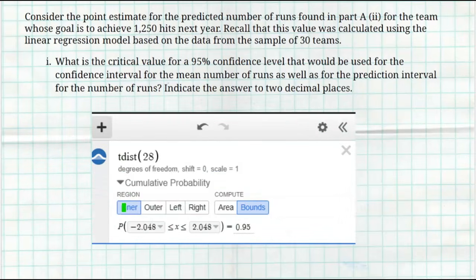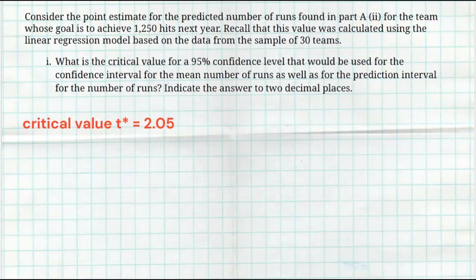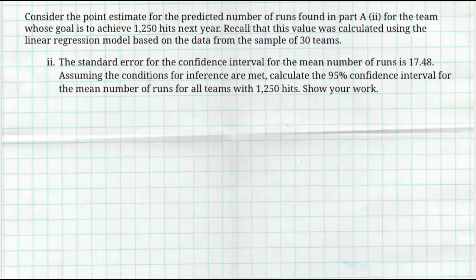Then you want to make sure you select inner, and then select bounds, and you're going to select the middle 95%. So basically, we're figuring out what t-scores represent that middle 95%. You could also do this on NumWorks. You can also do this on your TI-84 using invT. But we get 2.048. Now, it does say estimate to 2 decimal places, so that'd be 2.05. So at the end of the day, all you had to have for this one was a t-star of 2.05. All right, now for part 2.